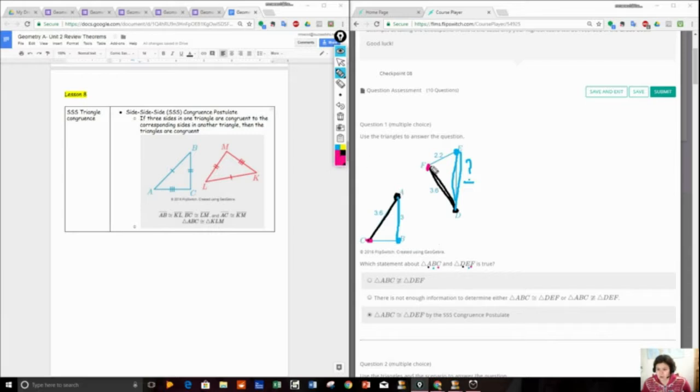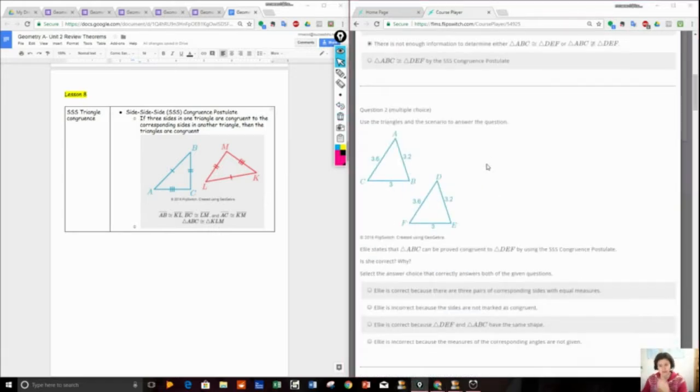So let's check one more. F to E is the corresponding side from C to B, and this one is 2.2 and this one's left blank. So we only have one corresponding side and then the other information is missing, so we can't really determine if those sides are congruent or if they're not. So then there's not enough information. It could be that they're congruent or it could be that they're not. We need those corresponding side lengths to know.